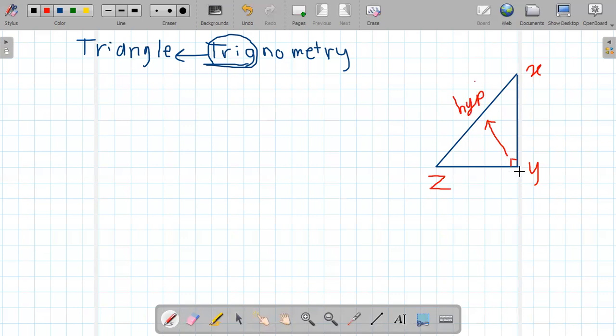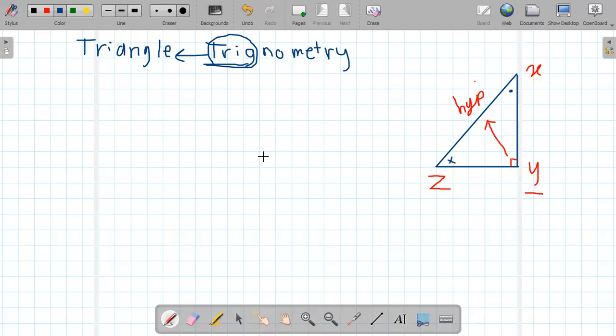Okay, now the side opposite to the right angle is called the hypotenuse. Leave the right angle, we have nothing to do with it. Now I have two acute angles, X and Z. What is the sum of the measures of angle X and angle Z? The measure of angle Z plus the measure of angle X equals what?